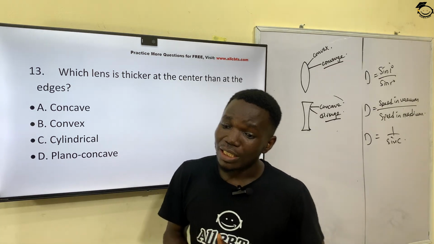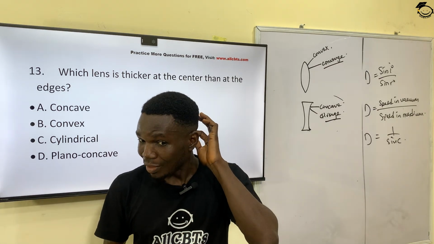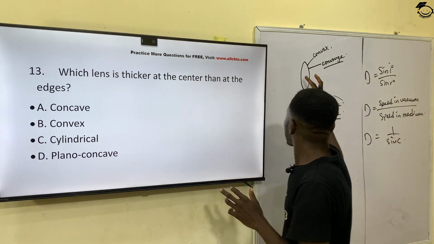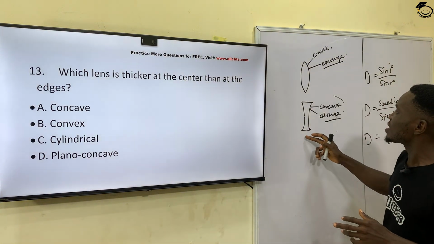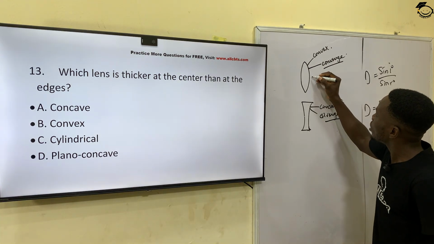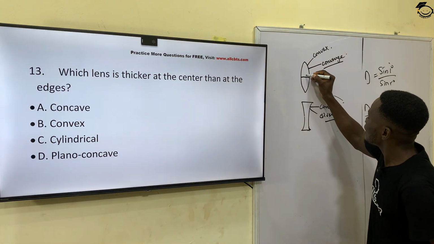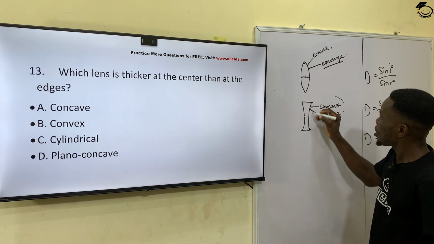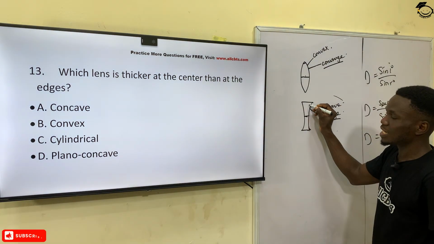Now, when I was explaining the types of lenses, I told you that these two lenses differ based on their shape. And if you look at these two shapes here, you discover that at the center here is thicker than the edges. But here the center is thinner than the edges.